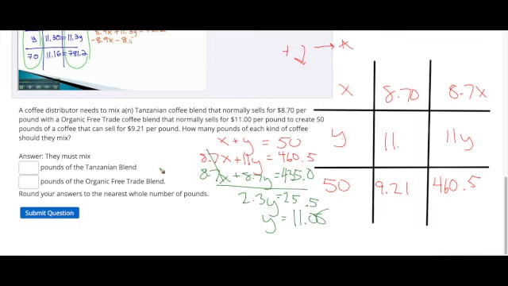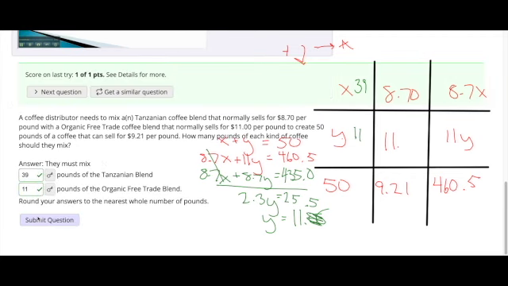11.08. To nearest whole number, so we're going to leave it at 11. So y is equal to 11. And again, it fits. Because if y is equal to 11, then it means that x must equal 39. And that's what we're going to put down for each one. So we're going to have, oops, hit the wrong button. Put it back. 39 of the first and 11 of the second. Hit submit. And we got that right.